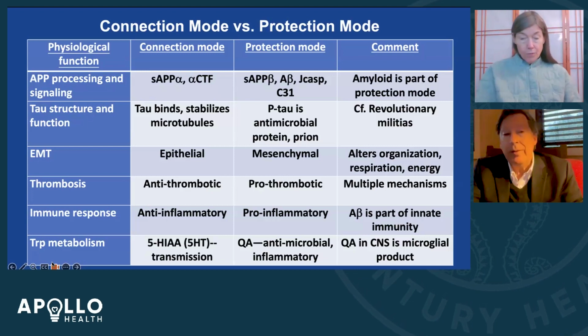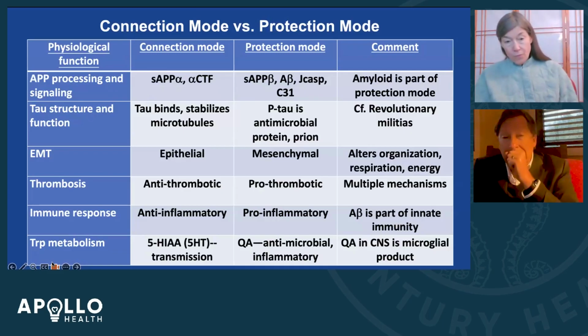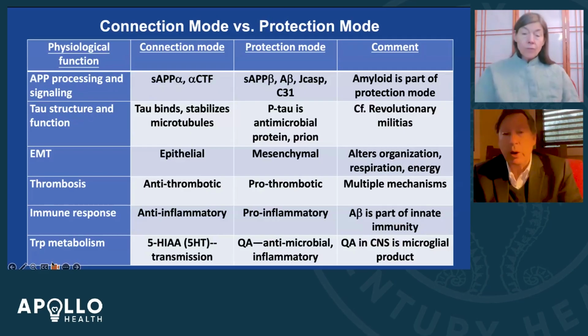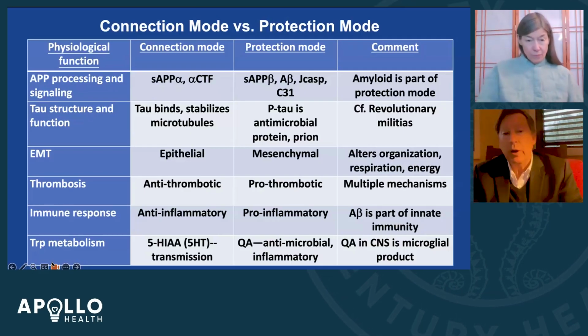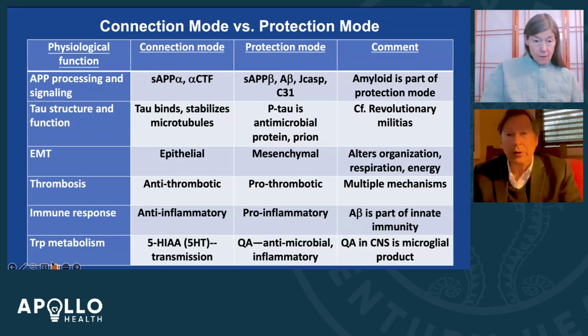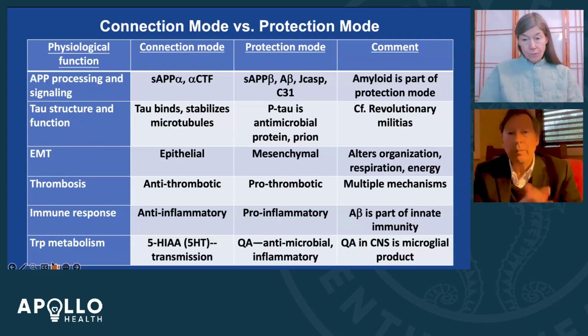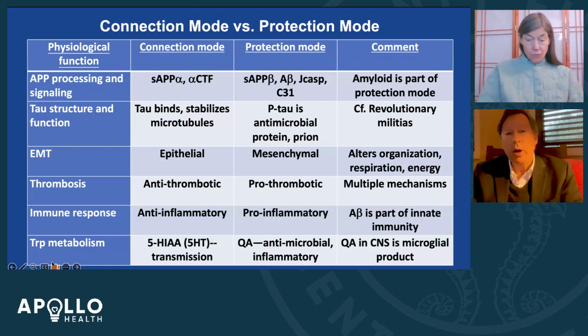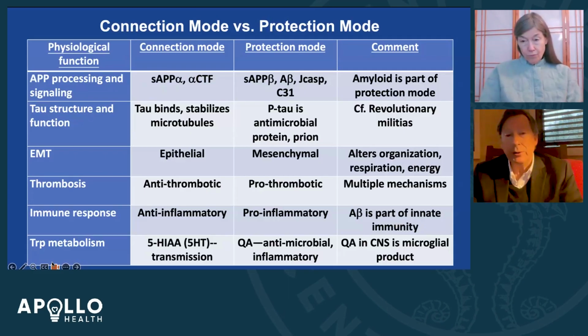And then something called the epithelial mesenchymal transition, which occurs interestingly in cancer and also in fibrosis, also occurs with Alzheimer's disease. And we published that years ago. You see this, and it alters the organization of cells, the respiration of cells, and the energy of cells. You're switching from more of an oxidative phosphorylation state, efficient use of energy, to more of a glycolysis state, much again like you see with cancers. It's part of your going into protection mode.